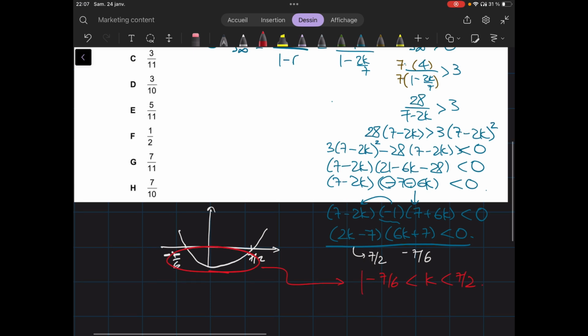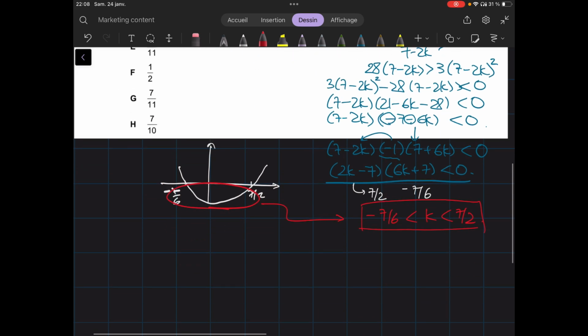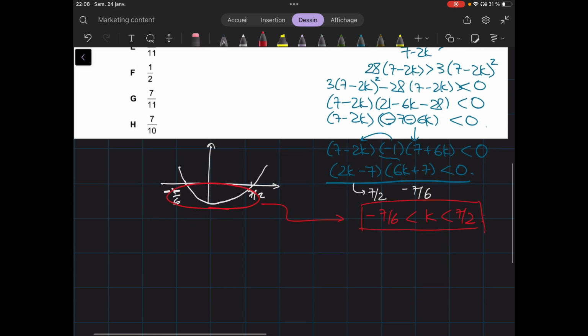Do these values meet the condition that we have established? Yes, because for this to be true, we can just quickly solve the inequality. Everything we've found here falls inside this interval. So we're good on that front.